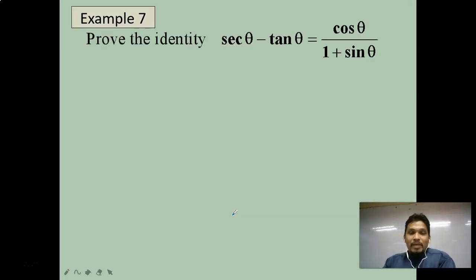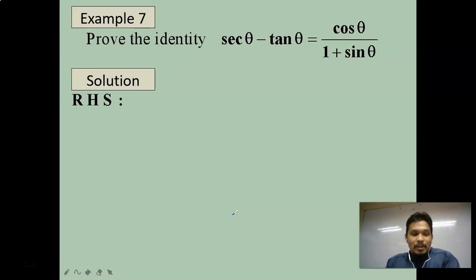Example 7, prove the identity of secant theta minus tangent theta. For this example, I'm going to begin the process from the right hand side. Just now, from the previous 2 examples, we began from the left side. Right now I begin from the right hand side here: cos theta divided by 1 plus sine theta.